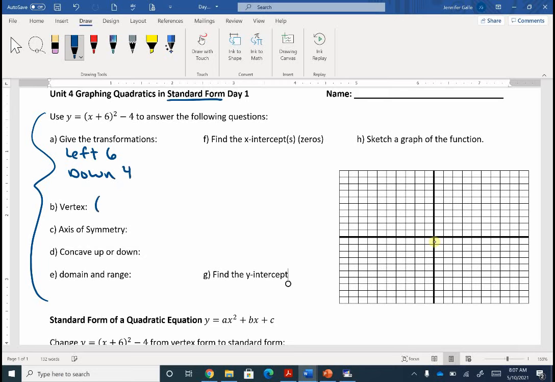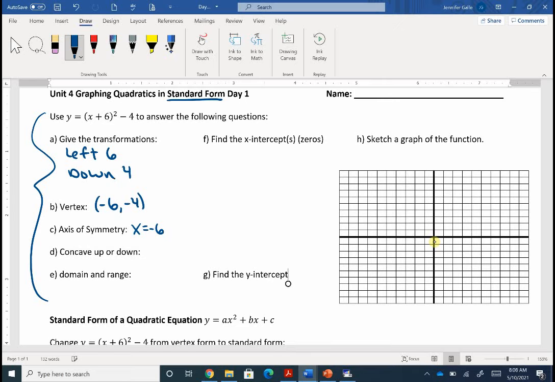This one goes left 6 and down 4. So when you get to your vertex, be careful that both are negative. Overall in our test, guys, we did a fantastic job with transformations. Overall, the tests were amazing. Just watch your signs. If we're going left, it's negative. If we're going down, it's also negative. Just be careful.